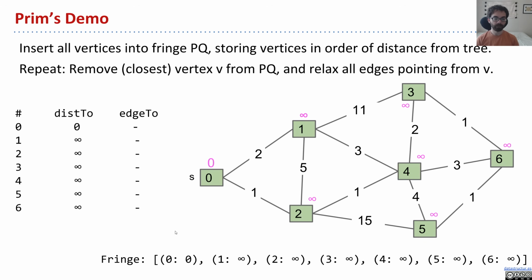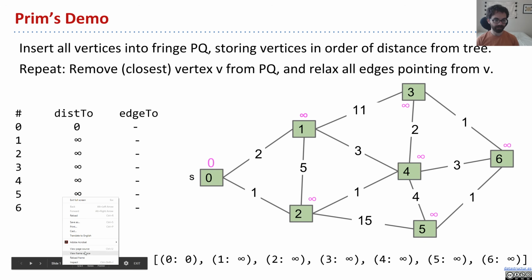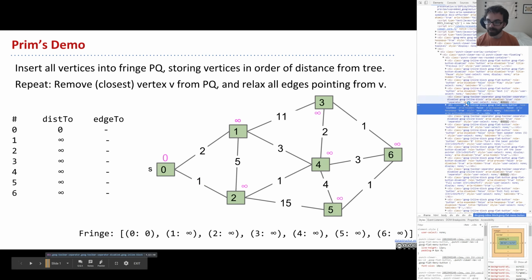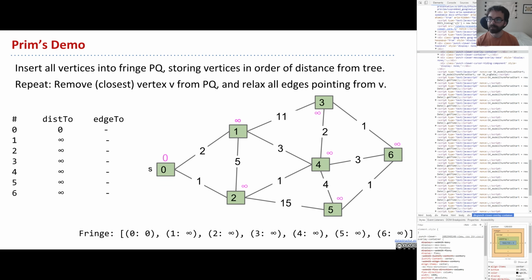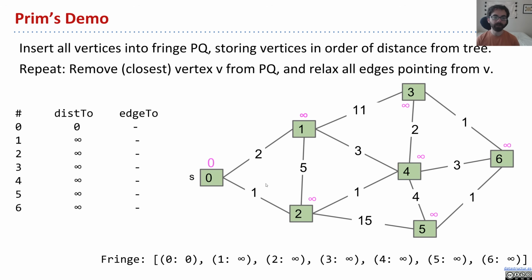So let's see how. So we start with vertex 0 on the fringe. Let's get rid of this thing. All right, I learned a new trick. Let's inspect. Let's find the stupid box that pops up. Where are you? Where are you, box? There we go. Okay. You're out of here. Okay, anyway, it's gone.